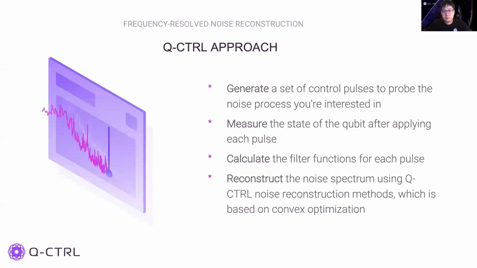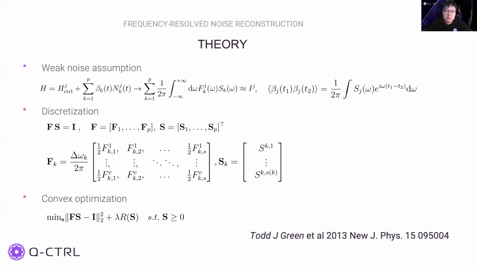The Q-control approach to performing noise characterization consists of 4 steps. Compared to the standard method, it allows one to use arbitrary control sequences that are best suited to the reconstruction. We then calculate the corresponding field functions and reconstruct the noise spectrum. A key challenge to characterizing a noise power spectrum is to solve the inverse problem. So here we present the Q-control solution to this problem based on convex optimization.